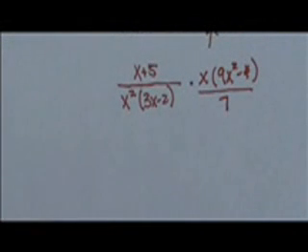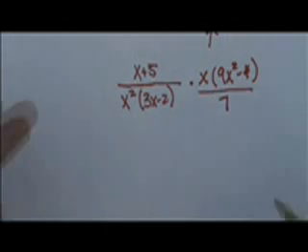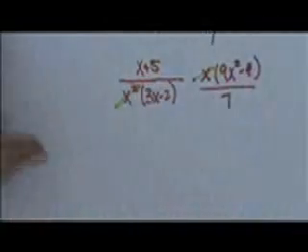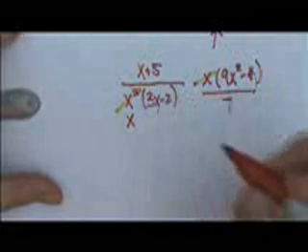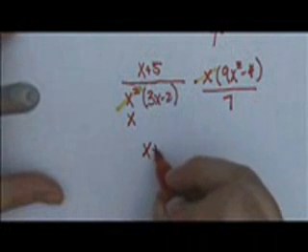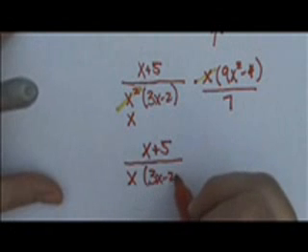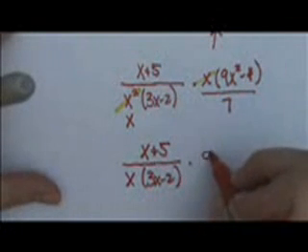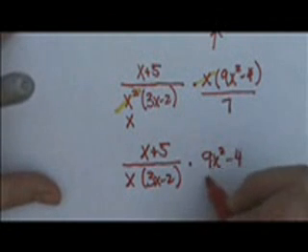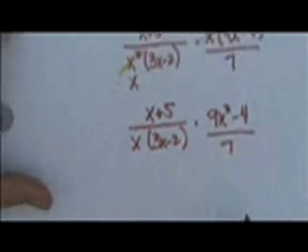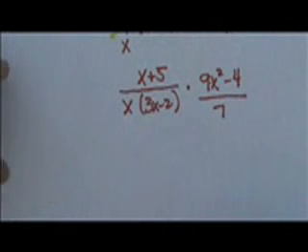Now, do I see anything else that will cancel? Well, yes. I have an x and an x squared that will cancel. This x will go away. It'll cancel with this x squared and leave me with 1x. So now I have x plus 5 over just x times 3x minus 2 times 9x squared minus 4 over 7. Let's see if we're done. Do we see anything else to cancel? No. Do we see anything else to factor?